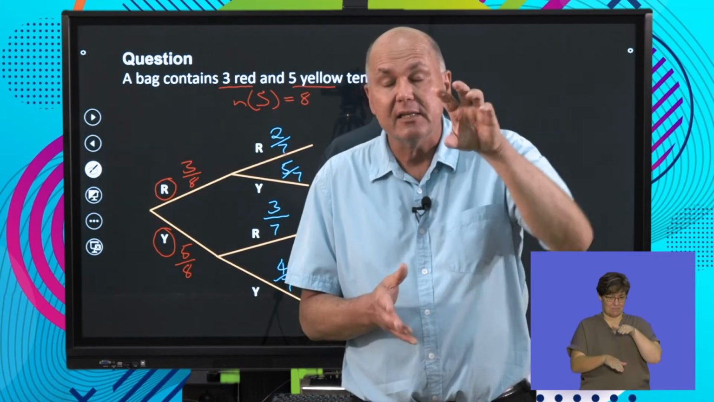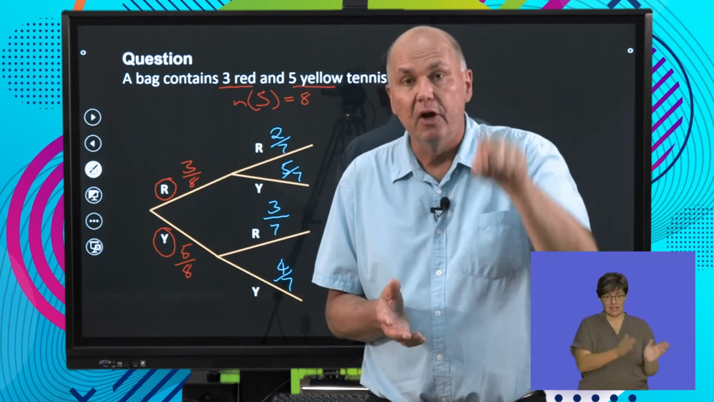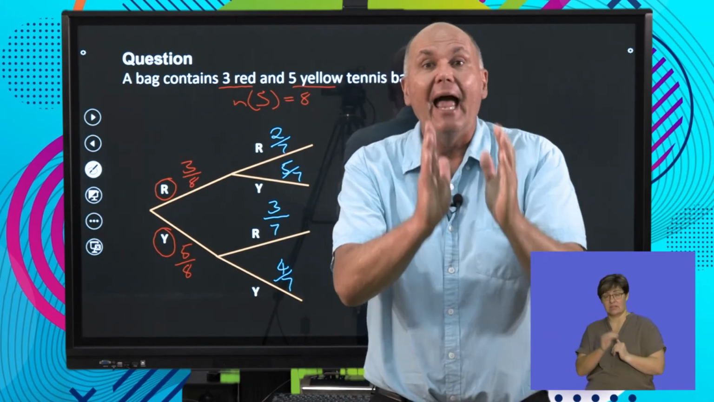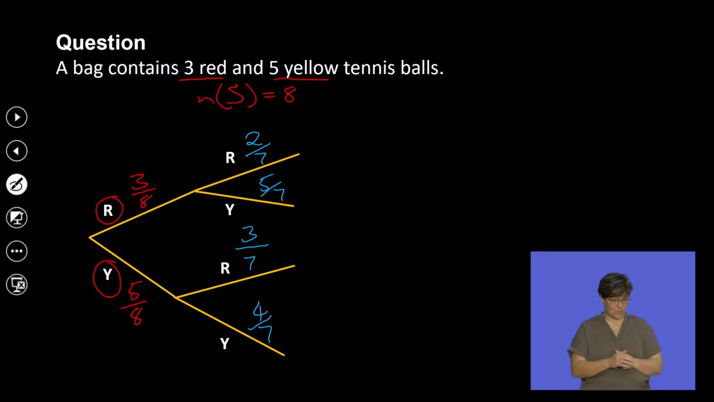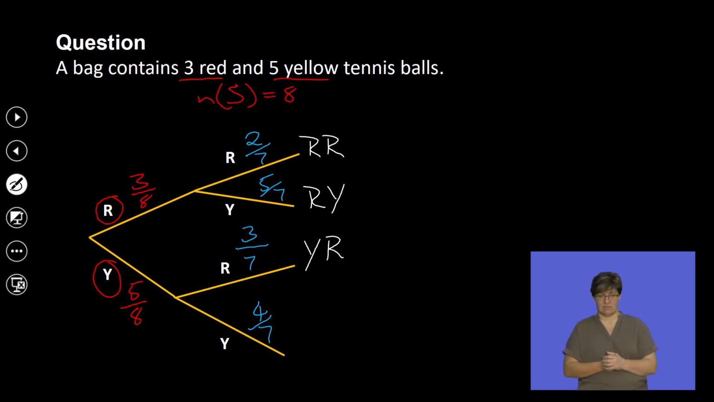In each case, each time the branch split, notice vertically, they added up to 1. Just like I showed you over here. These ones add up to 1, these ones add up to 1, and so we're on track. This option over here gives me the option of a red-red. This one is a red-yellow. This one is a yellow followed by a red, so it's yellow-red. And this one is a yellow-yellow.